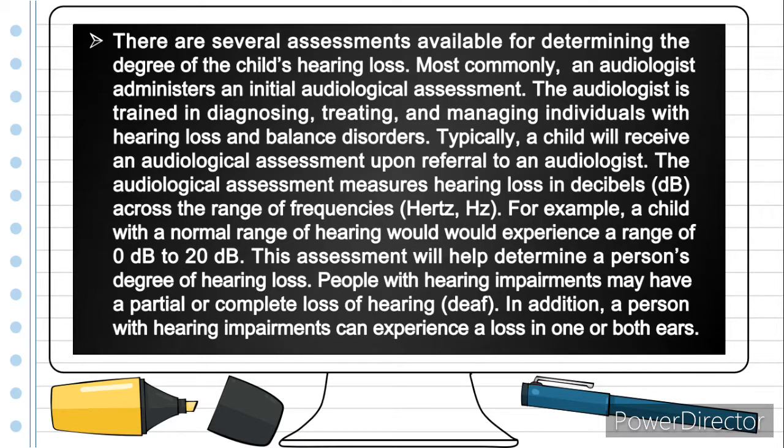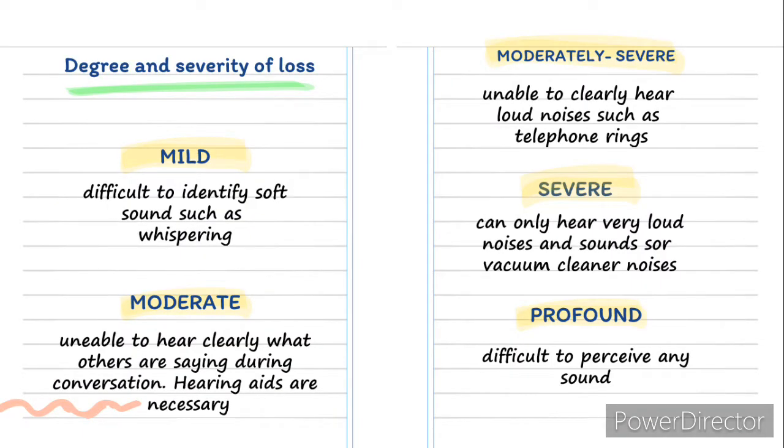People with hearing impairments may have a partial or complete loss of hearing, or be deaf. In addition, a person with hearing impairments can experience a loss in one or both ears. There are 5 degrees of severity of loss: the mild loss, moderate loss, moderately severe loss, severe loss, and the profound loss. For the mild loss, a person will experience difficulty identifying soft sounds such as whispering.